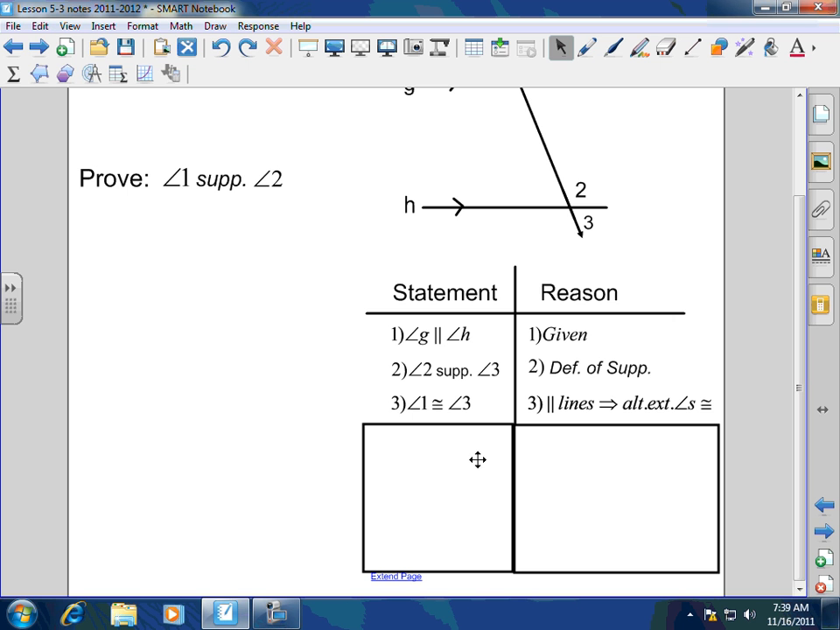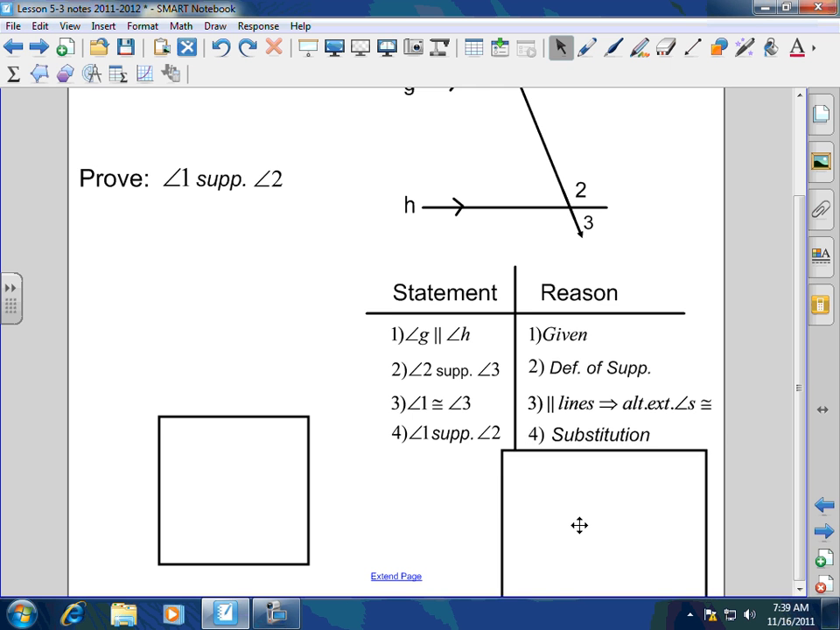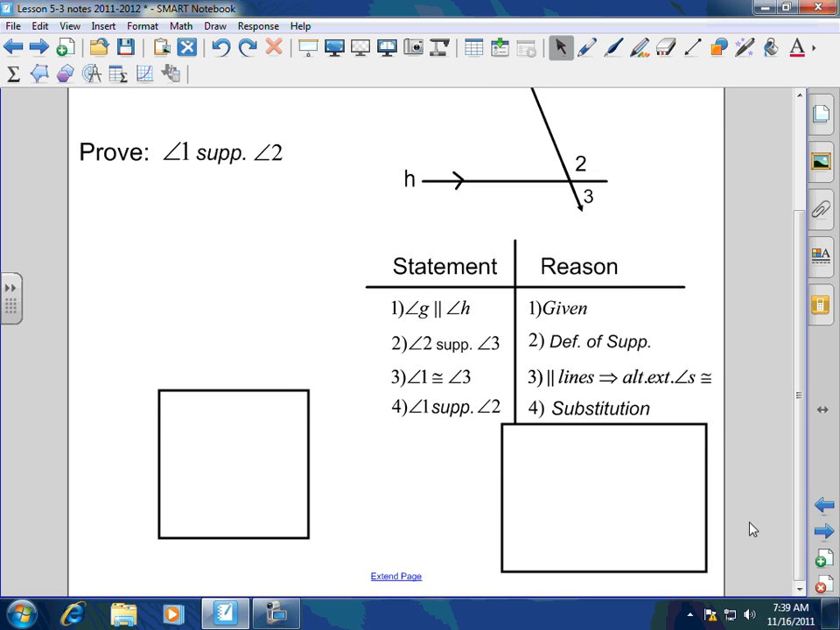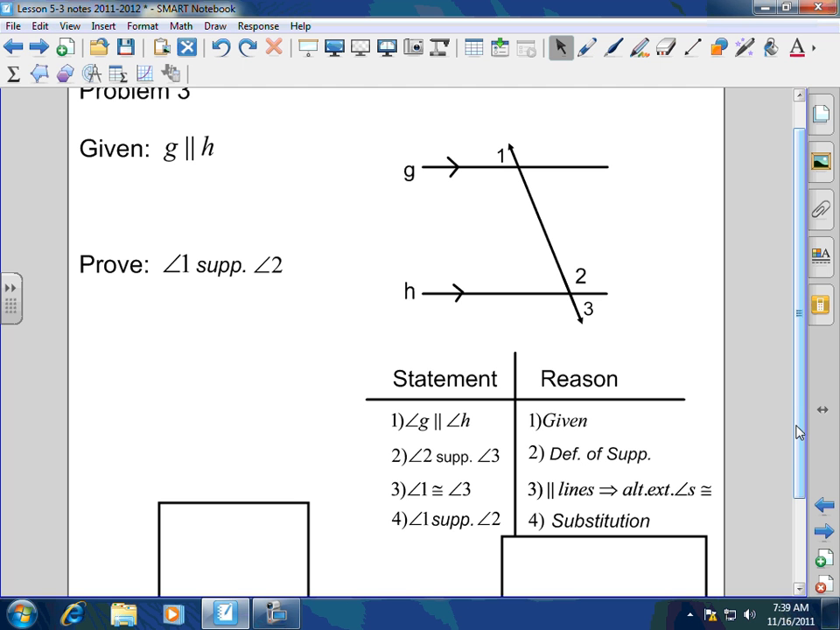Now think about this, guys. 2 is supplementary to 3. 1 is congruent to 3. So what are we looking for here? Correct. Angle 1 is supplementary to angle 2. Very good. Good job, guys. Why? Substitution. Very good. Hope everyone sees that and understands that. Okay, let's move on.